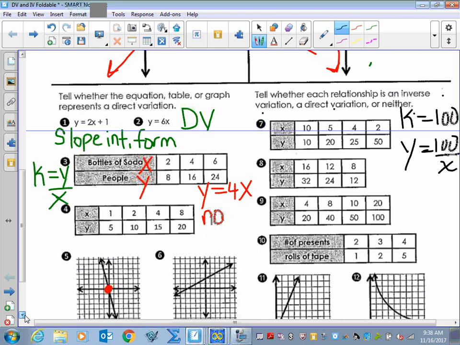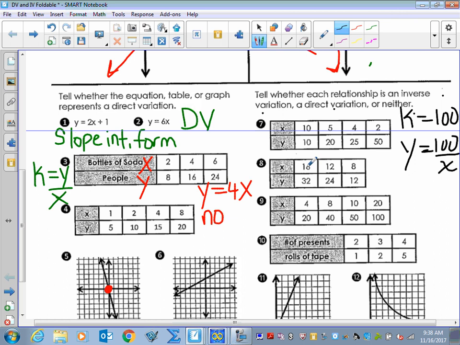All right, let's look at number 8. We've got to test for both. So let's test for inverse first, because we can just multiply them together. On your calculators, go ahead and multiply 16 times 32, 12 times 24, 8 times 12. See if you are getting the same numbers every time. Yes or no? No.